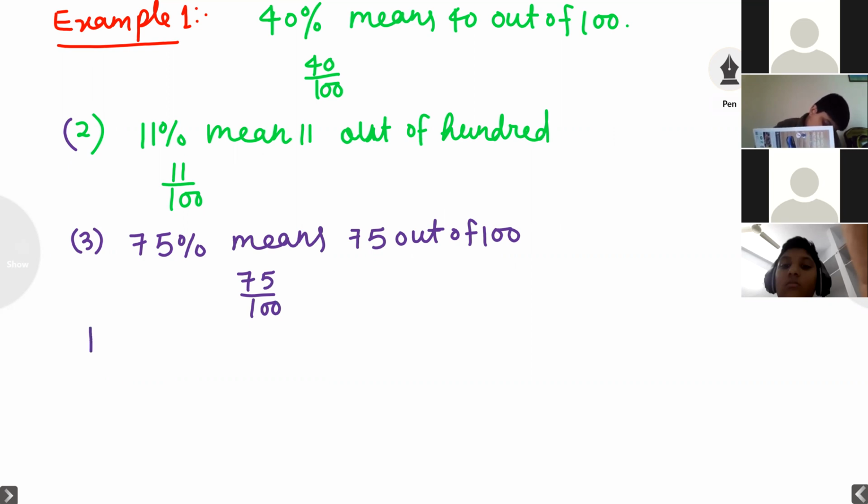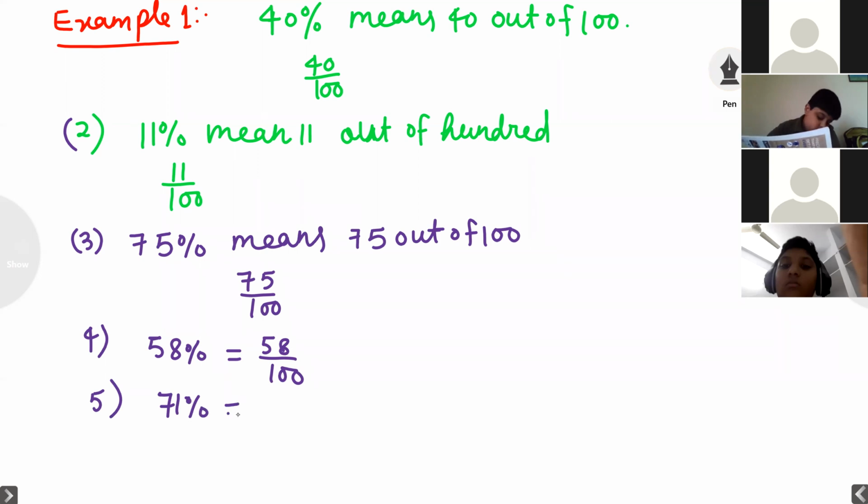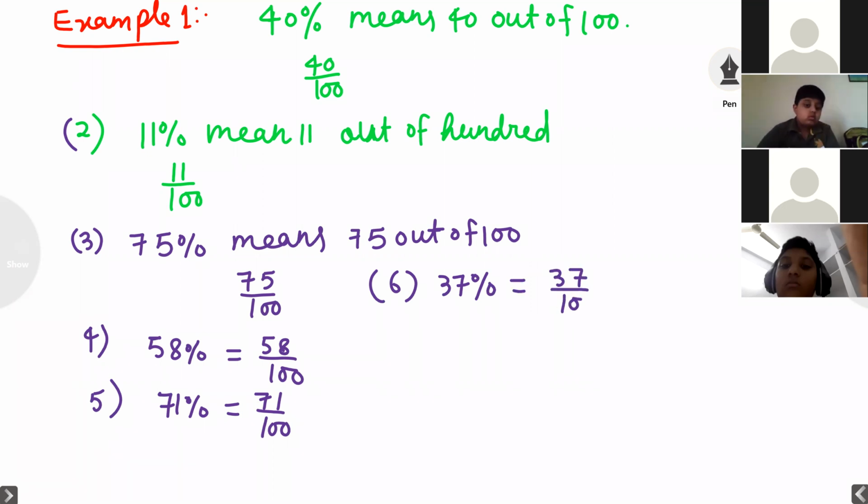Fourth example, 58%. 58% means 58 by 100. Fifth example, 71 percentage. 71 percentage means 71 by 100. Sixth example, 37 percentage means 37 by 100. Out of 100 is nothing but percentage.